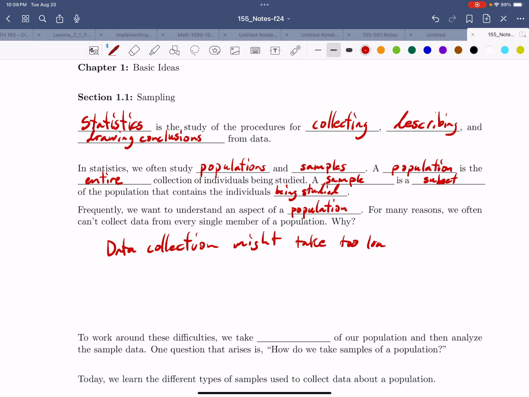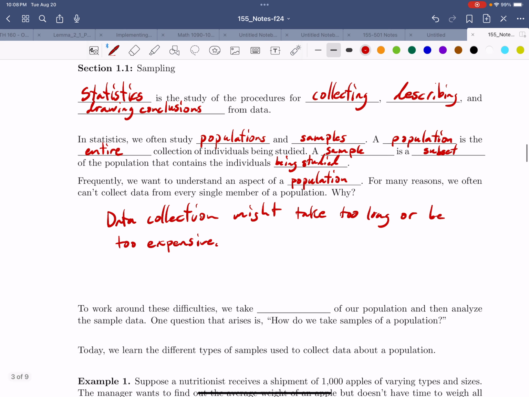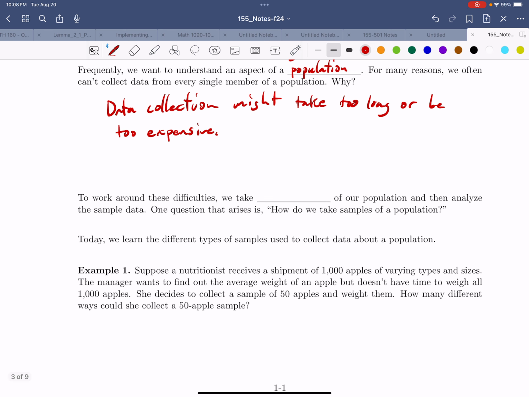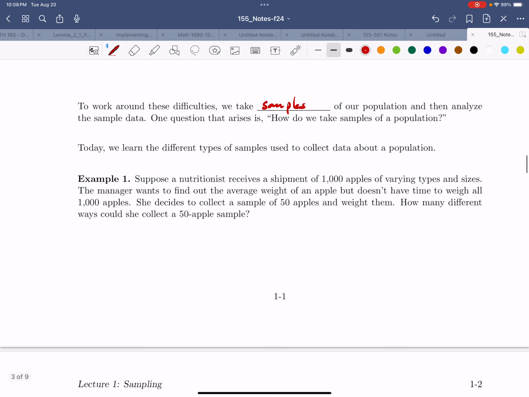So just a couple little quick things about why we don't always take an entire population's data, right? So we take samples of our population. So then one question is, how do we take samples? Turns out there are a bunch of different ways, some of which are better than others, some of which are easier than others, some of which might be more appropriate in certain situations.